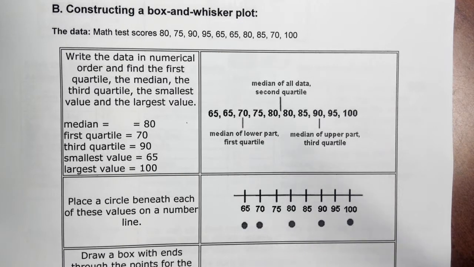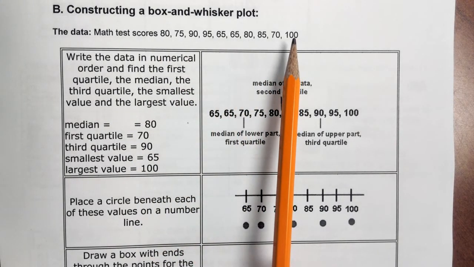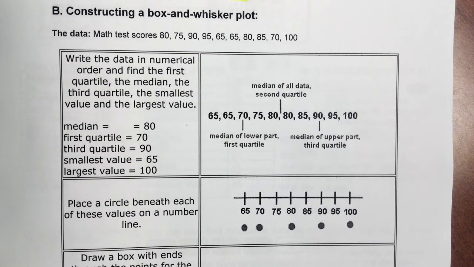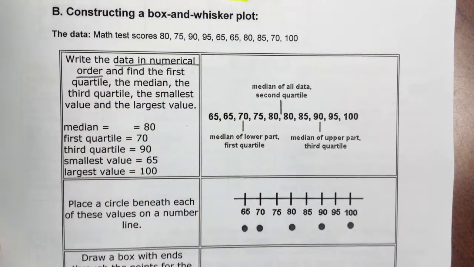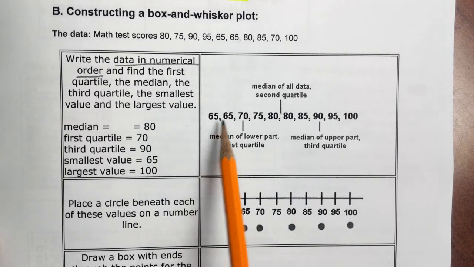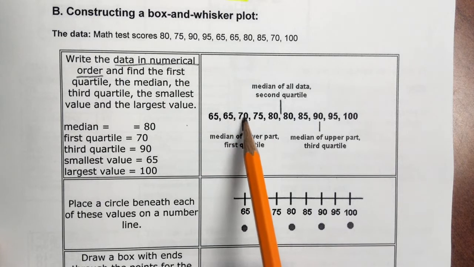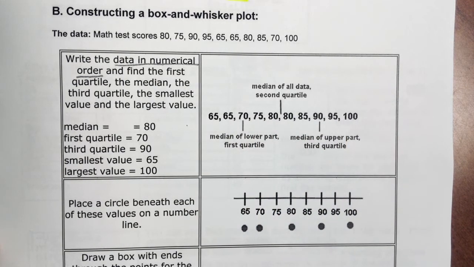Here's a box and whisker plot that was constructed about some math test scores. Here's the raw data. The very first thing you have to do, because we're dealing with medians, is to put the data in numerical order. Just as a reminder, data is in numerical order, and so here it is, in order from least to greatest. In this case, we have 1, 2, 3, 4, 5, 6, 7, 8, 9, 10 pieces of data. So that's an even number.